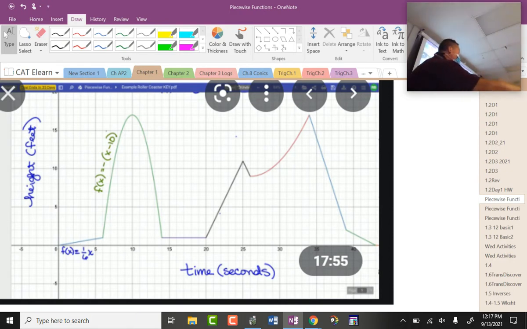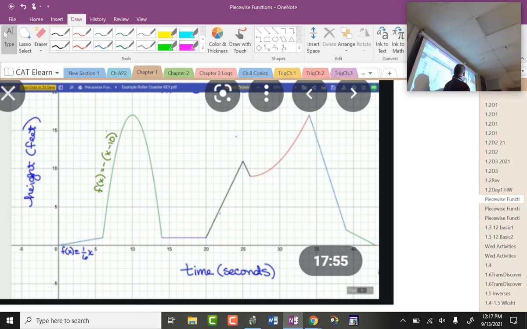It is linear. What's the next one? Quadratic, right? That looks like a quadratic, an upside down parabola. What's the next part? Linear. That looks like it's constant. So at some point your roller coaster is just kind of laying flat, you're not doing any distance change.